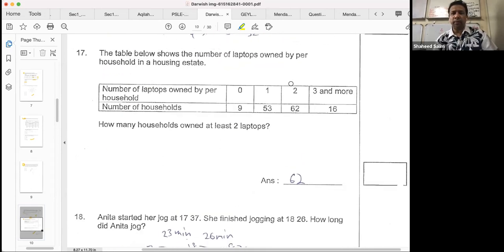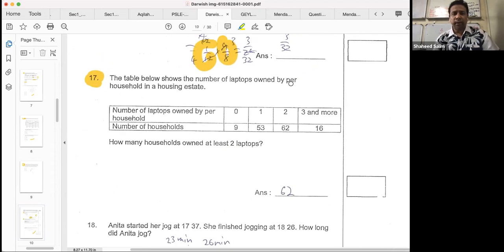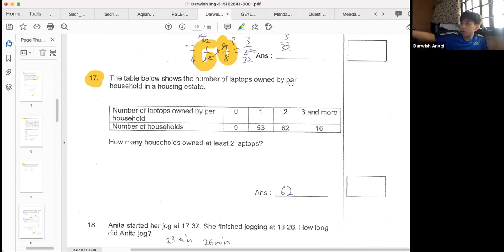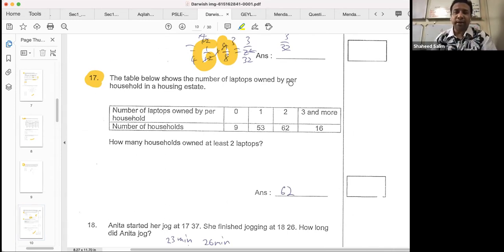So this one now, let us see. Okay, first thing we need to understand the question, right? The table shows the number of laptops owned by per household. What's the meaning of household? One house. One whole house. For example, in your household, how many persons are there? 3. Okay. So down here now, number of laptops owned by per household.